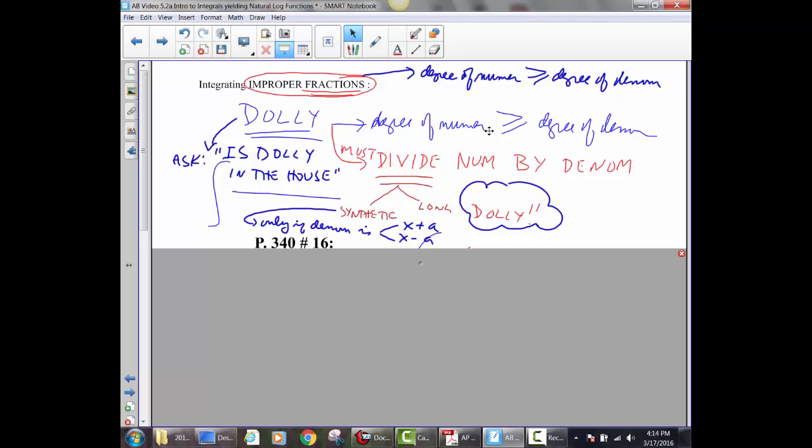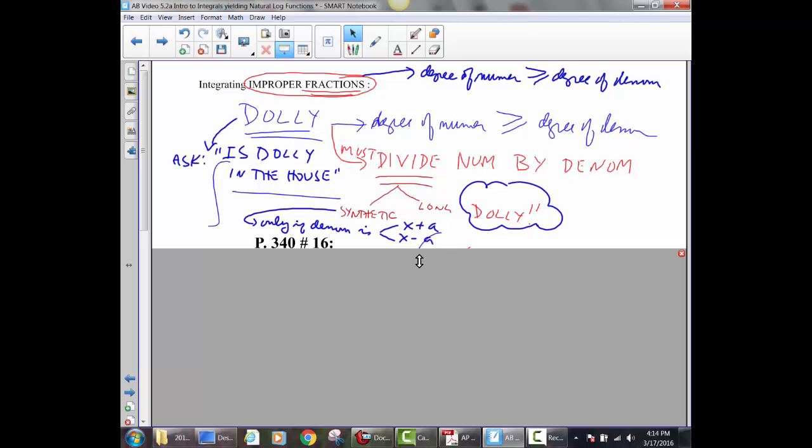All right, so the degree of the numerator is greater than or equal to the denominator. If that's the case, you have to divide the numerator by the denominator to get a proper fraction. It's like if you had an answer of 7/3, you would answer it as 2 1/3. You wouldn't leave a fraction where the top is bigger than the bottom, or equal. So it can be either synthetic division or long division. It's synthetic if the denominator is just a linear binomial with a linear coefficient of 1.